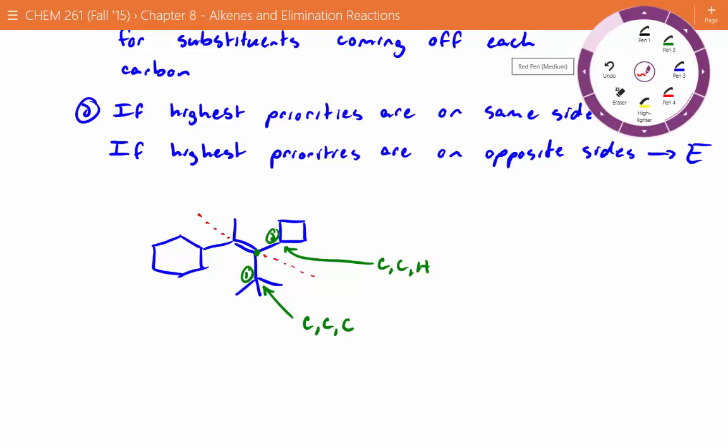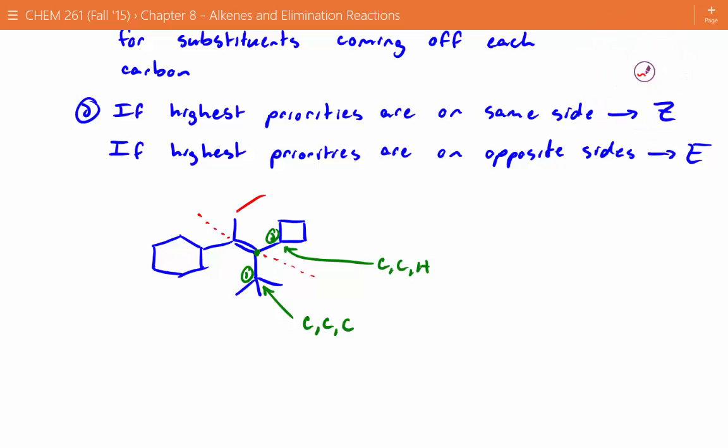And then if we go through, we can say, all right, if we look up here, what's attached to that carbon? H, H, H. And if we look down here, what about this one? Yeah, C, C, H. So which one's going to be a higher priority, the methyl group or the cyclohexane ring? Cyclohexane. So we could label these 1 and 2. The 1s are on the same side. So what would this be? Z.